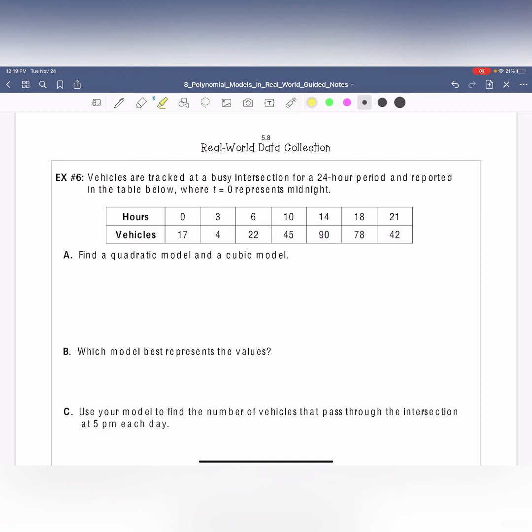Okay, so we just want to find a quartic and a cubic. So we want to figure out what is the r squared value for a cubic and for a quartic. Okay, once we find it, then we'll go ahead and find the model. So, back to the calculator.